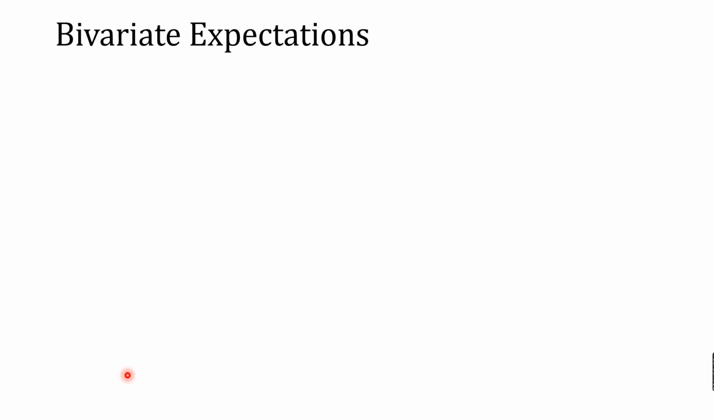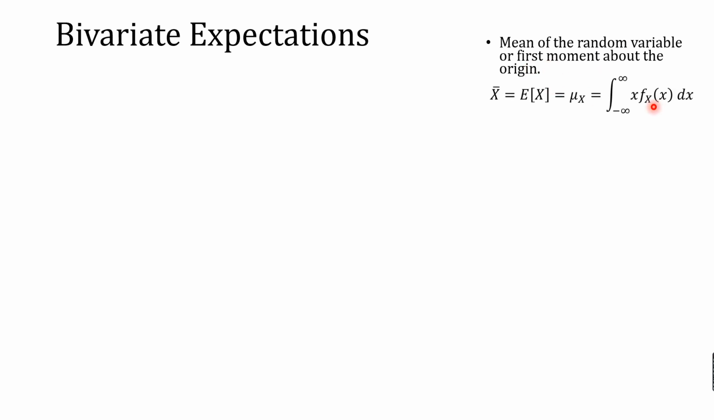Bivariate expectations. Before discussing bivariate expectations, we highlight single random variable expectations. The mean of a random variable is also called the first moment about the origin. It can be defined as the integral of x times fx of x dx, where fx of x is the single random variable probability density function. The mean of a random variable x is denoted with three different notations.